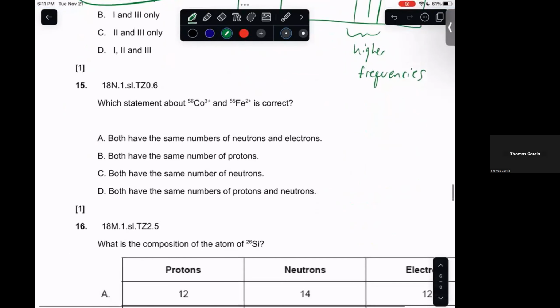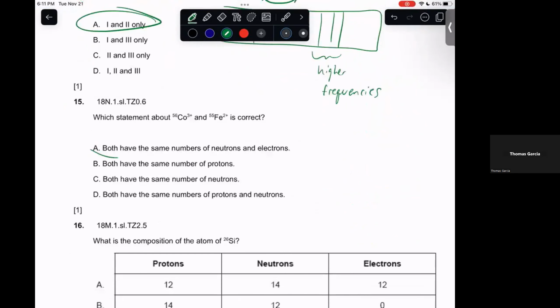Which statement about cobalt and iron is correct? Now, this one did have an error in the original answer sheet, but we're going to check. Both have the same number of neutrons and electrons. Both have the same number of protons. Both have the same number of neutrons. Both have the same number of protons and neutrons. They can't have the same number of protons because they're different elements. So it cannot be B. It cannot be D. What about neutrons?